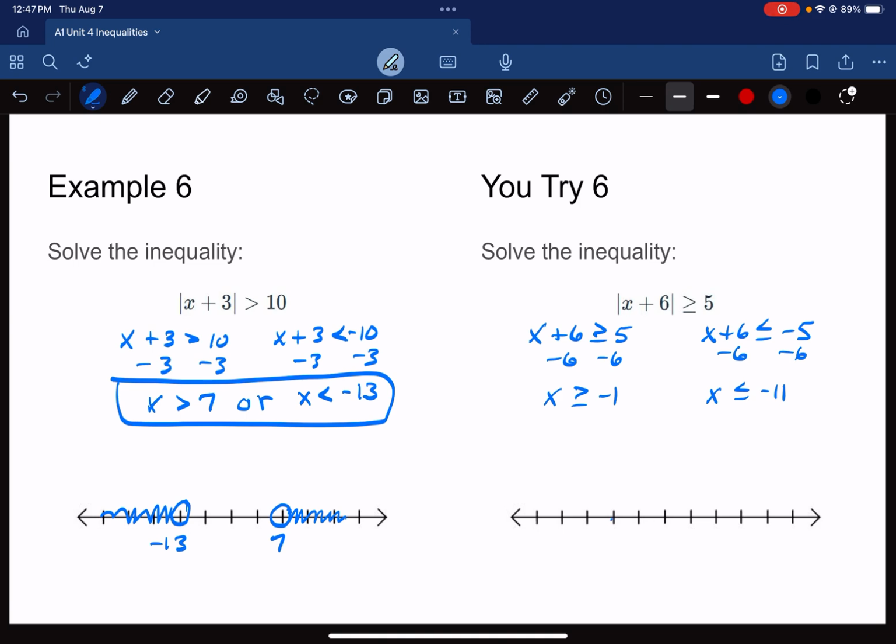So negative 11 and negative 1. At negative 1, I'm a solid dot. It's shading to the right, greater. And then solid dot at negative 11, and it says less. I'm going to go less to the left. And so this is an OR statement.